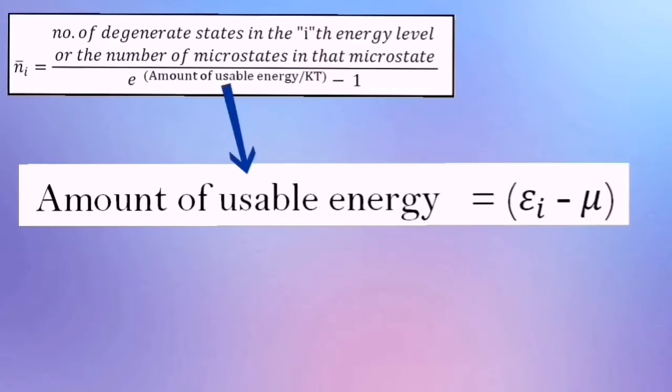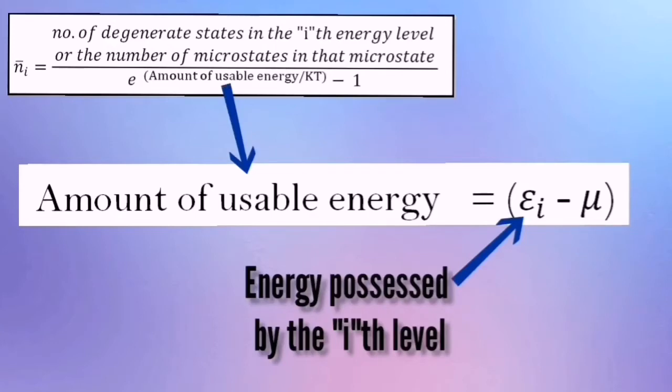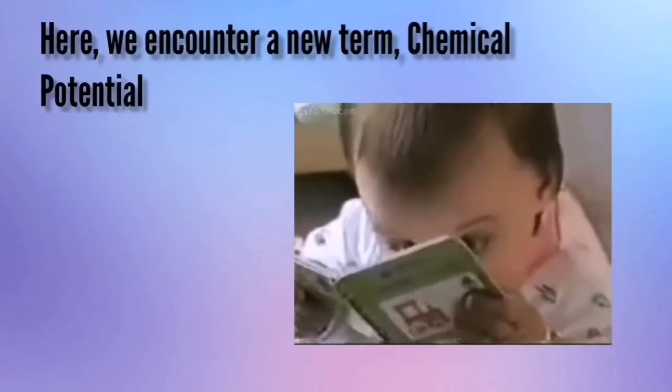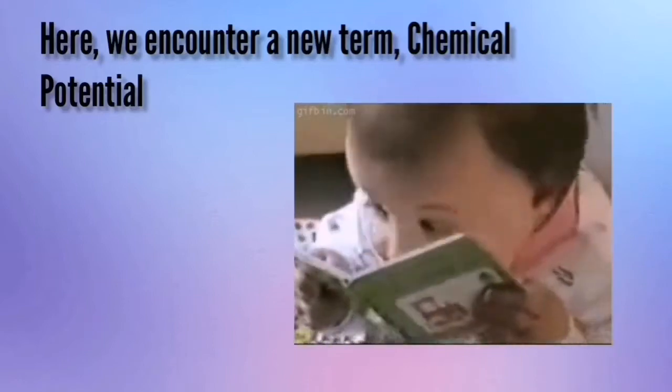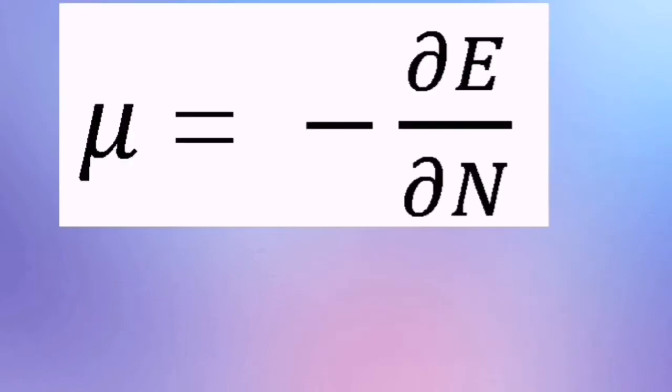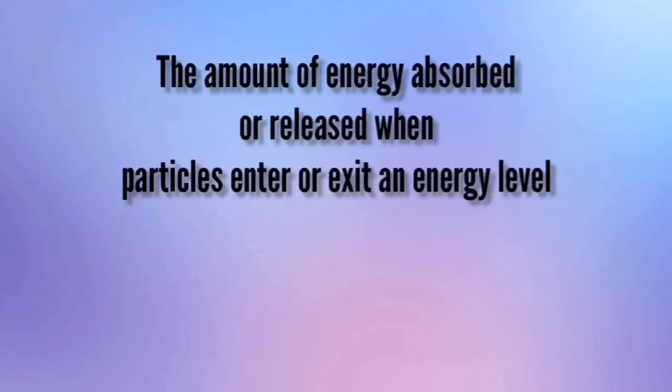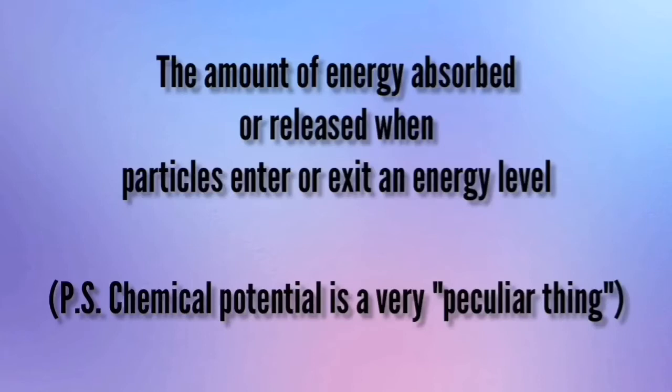The amount of usable energy here is nothing but the difference between the discrete energy of the level i, epsilon_i, and the chemical potential mu. Here, we encounter a new term, chemical potential, which requires some form of definition. Roughly put, chemical potential is the negative rate of change of energy E with respect to change in the number of particles N. Its traditional definition is the amount of energy absorbed or released when particles enter or exit a certain energy level.